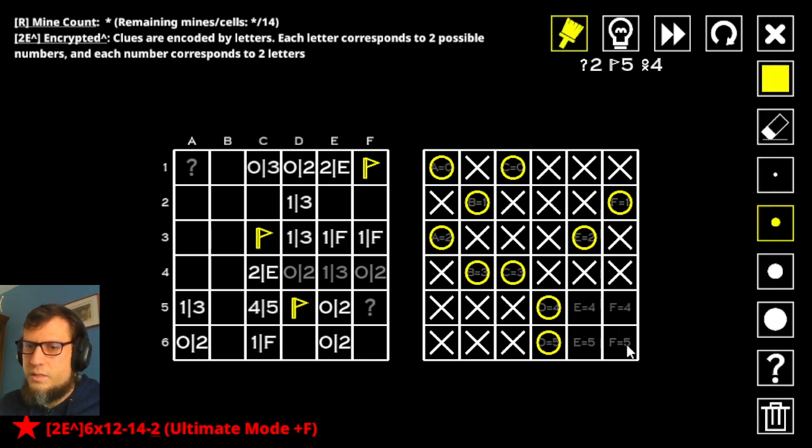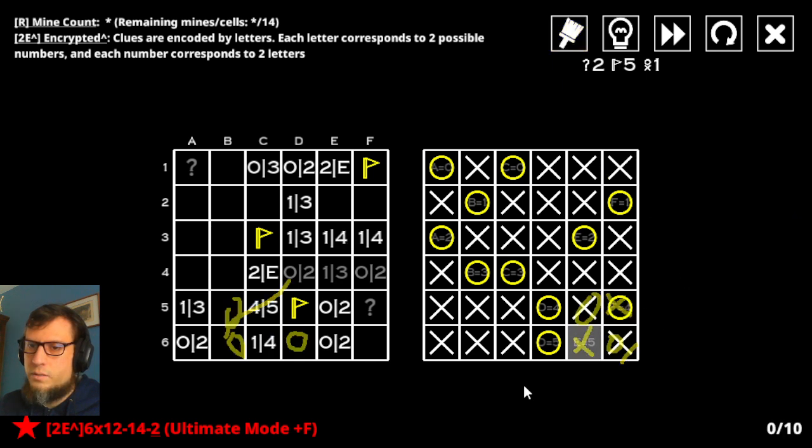But let's just say, let's pretend F is 5. Yeah, no, that's the correct symbol to use for that. Okay. In that case, this is 1 or 5. So that means it has to be 1, because it doesn't have 5 spaces. This 4, 5 is now just done for. Yeah, okay. So I was right about that. We get this. That means that has 4 mines. Okay, cool. There's 1 here.